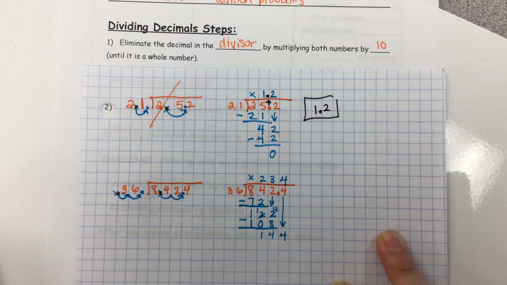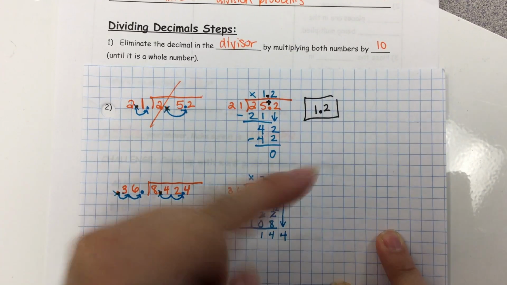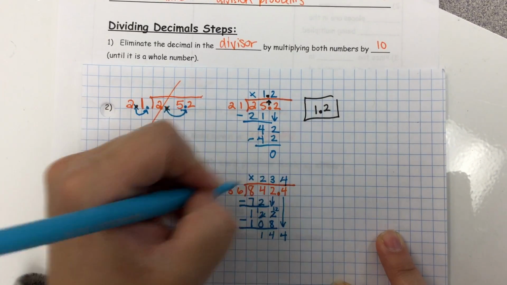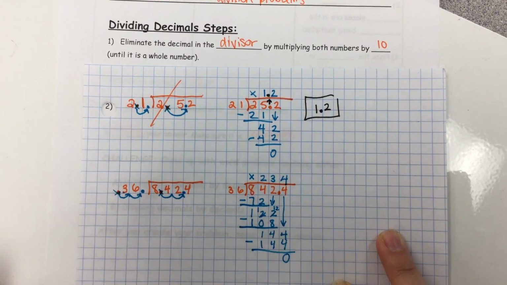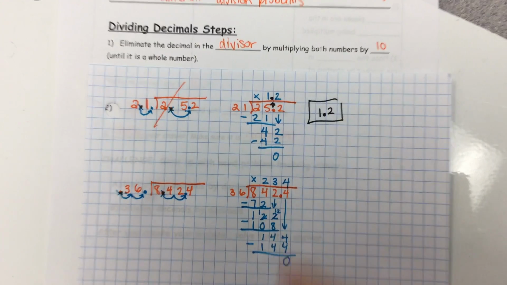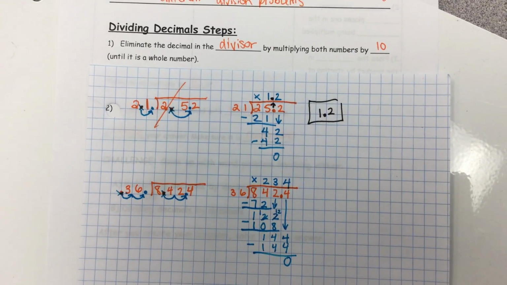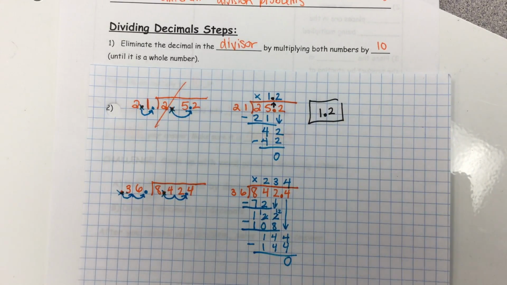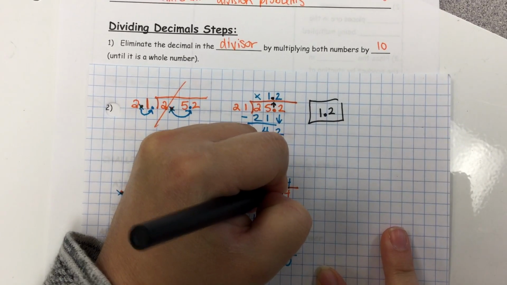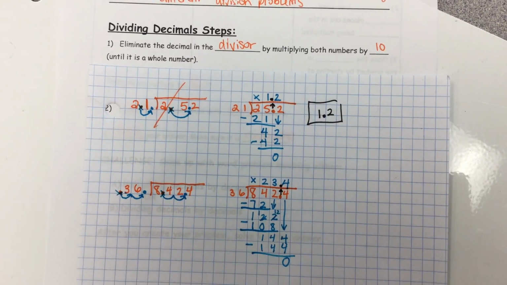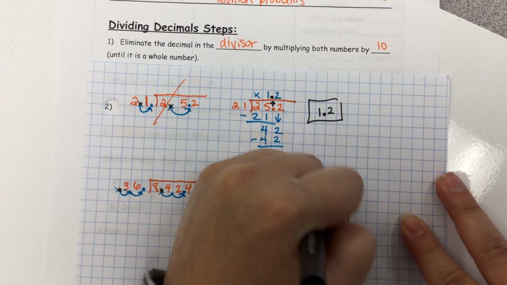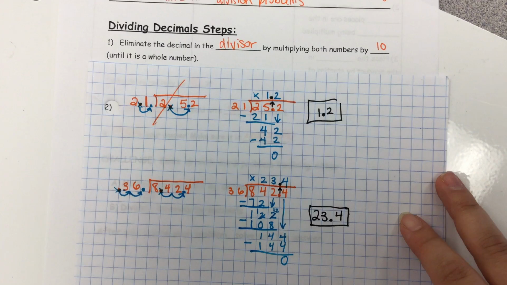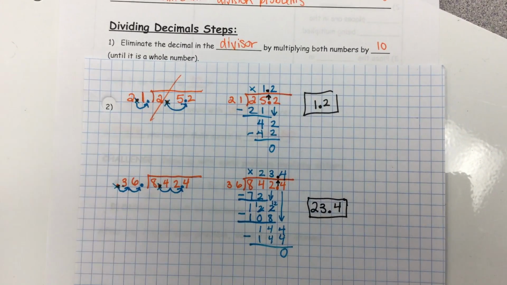This is going to be 4 times, so 36 goes into 144 4 times. 4 times 36 is 144. Do some subtraction, and I get my final answer. Now, remember that I'm not fully done yet, because what I need to do is move that decimal up into my answer. So I end with 23.4.